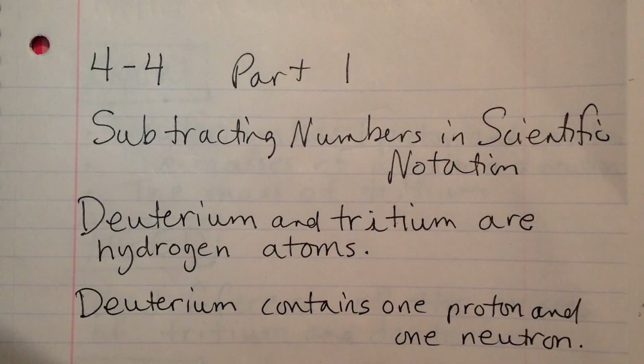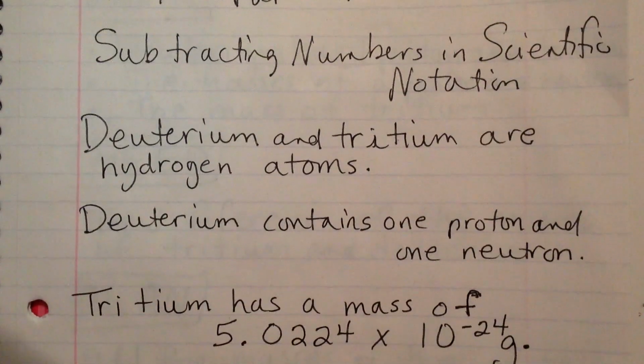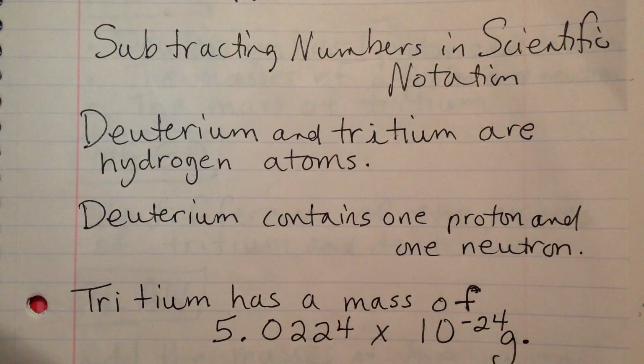4-4, Part 1. Subtracting numbers in scientific notation. Deuterium and tritium are hydrogen atoms. Deuterium contains 1 proton and 1 neutron.